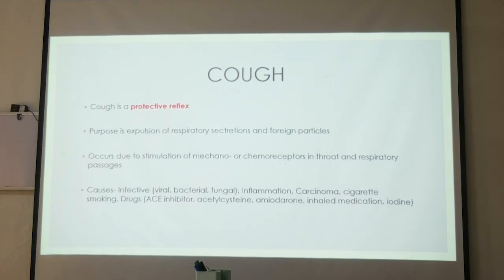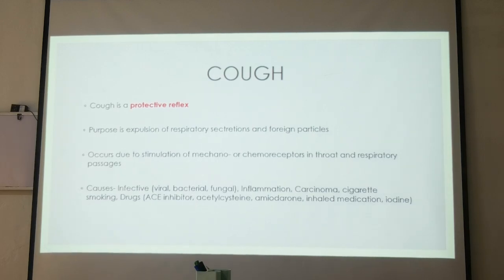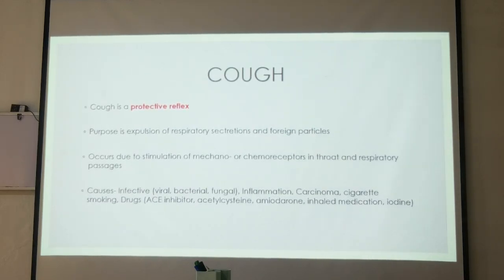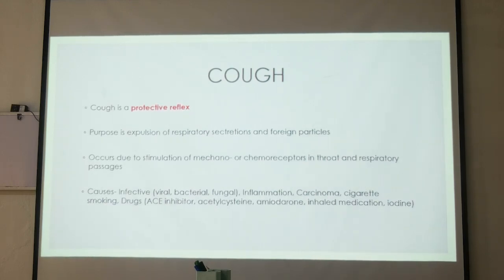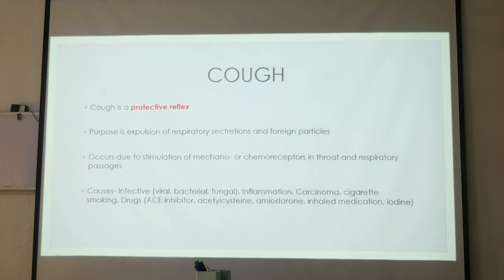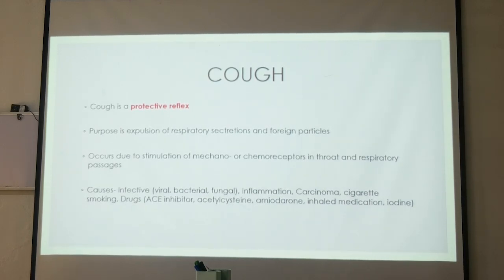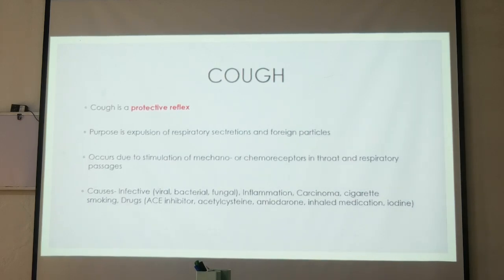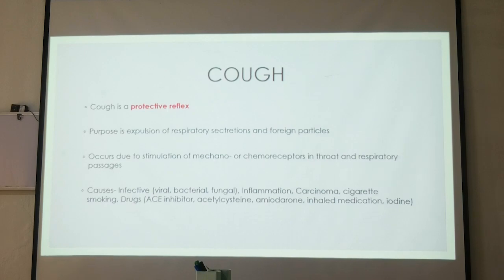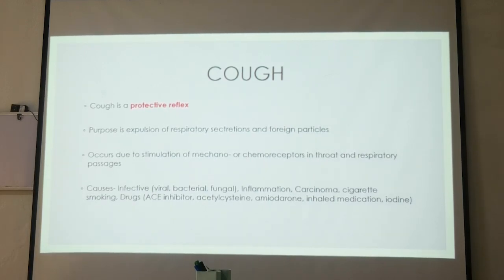Cough. Cough is a protective reflex. By coughing, we get rid of excessive mucus and bronchial secretion. So the purpose of cough is expulsion of respiratory secretions and also foreign particles. It occurs due to stimulation of mechanoreceptors and chemoreceptors in the bronchial epithelium, in the throat and respiratory passages. The causes of cough can be infective, viral, bacterial, fungal, inflammatory, or carcinoma, bronchogenic carcinoma, where intractable cough is there. It can be cigarette smoking, smoker's cough, or drug induced, particularly ACE inhibitors, acetylcysteine, we will come there. Amiodarone is an antiarrhythmic drug, inhaled medication, and iodine.